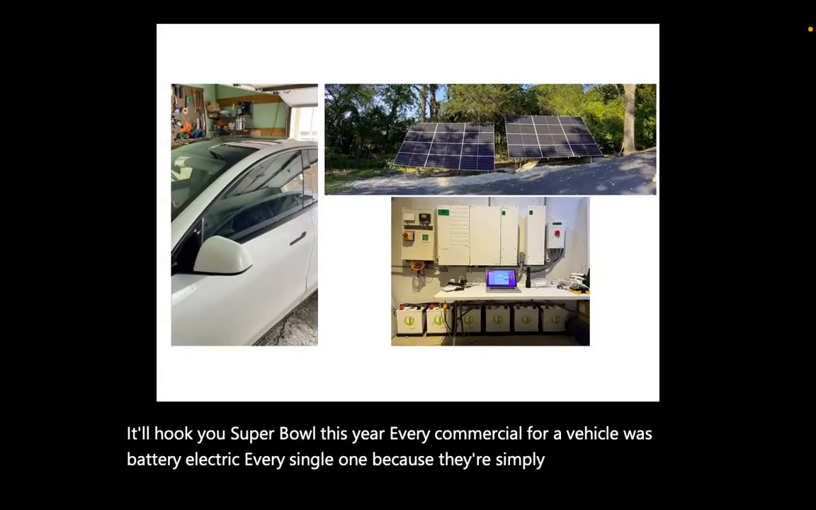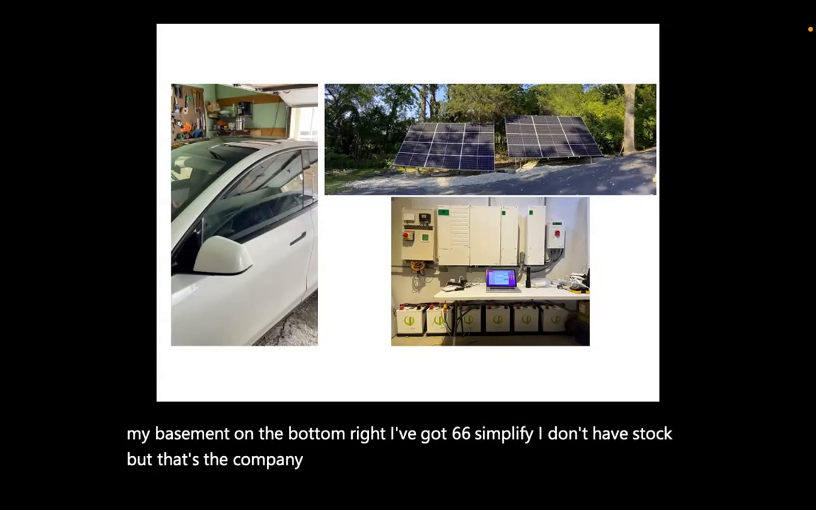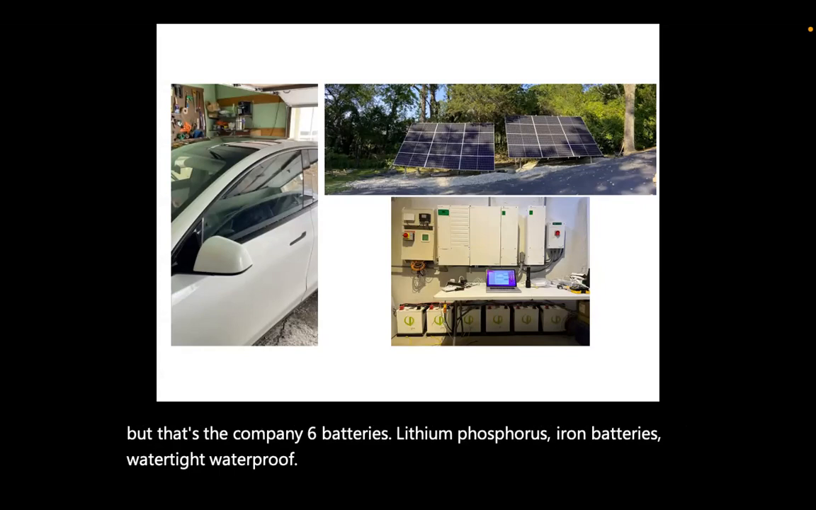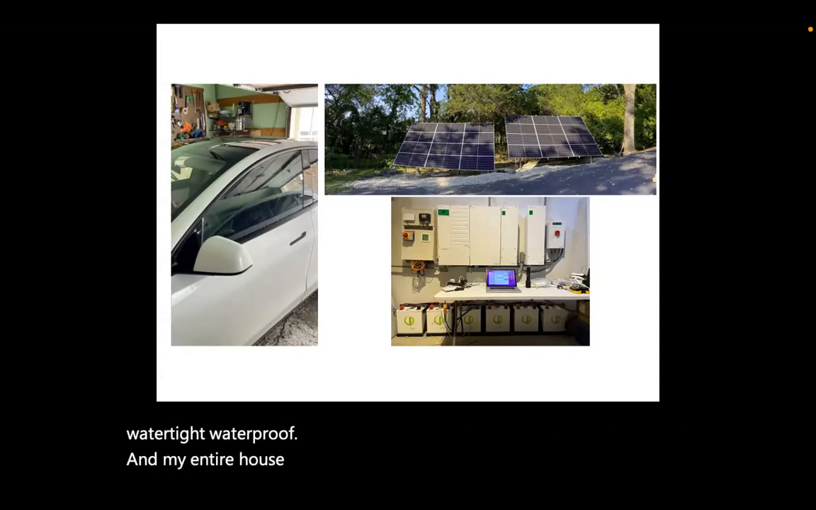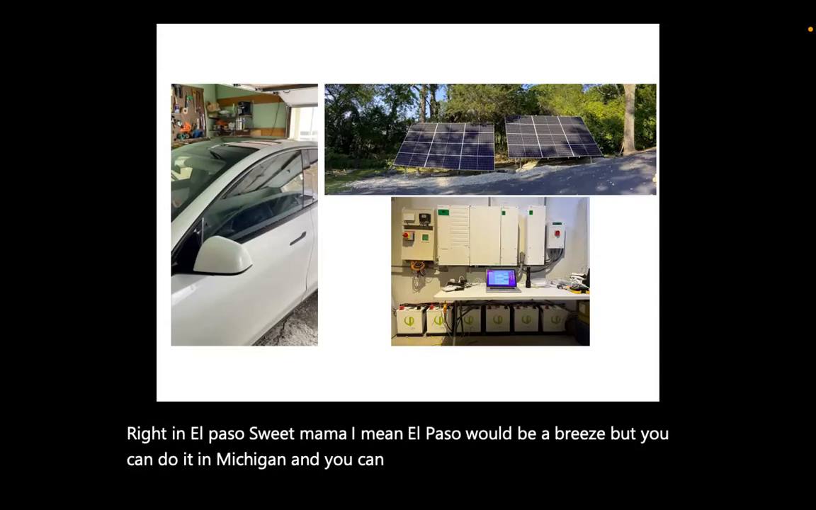This is my basement on the bottom right. I've got six Simplify. I don't have stock, but that's the company. Six batteries. Lithium iron phosphate batteries, watertight, waterproof. And my entire house runs off the sun in Michigan, right? In El Paso, sweet mama. I mean, El Paso would be a breeze, but you can do it in Michigan and you can literally DIY it, right? Those solar panels are 420 watt solar panels.